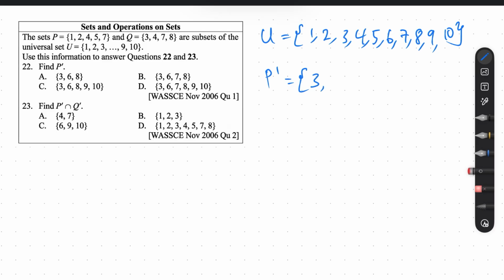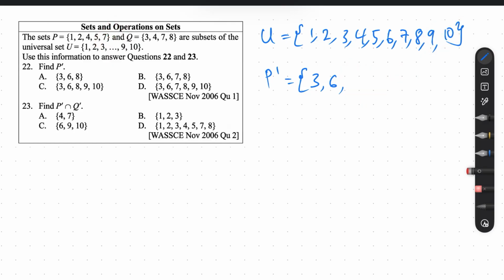Okay, let's continue. So we have 4 here, so that cannot enter. We have 5 here, also cannot enter. We have 6 here, but we don't have 6 in P, right? So we have to write 6 here, right? So 6. Let's continue. So we have 7 here. Do we have 7 here? Okay, yes, we have 7 here, so that cannot enter. We have 8 here. We don't have 8 here. Okay, it will have to come here, right? Also, we have 9 here. We don't have 9 here, so 9 will have to come here. We have 10 here. We don't have 10 here, so 10 will have to come here.